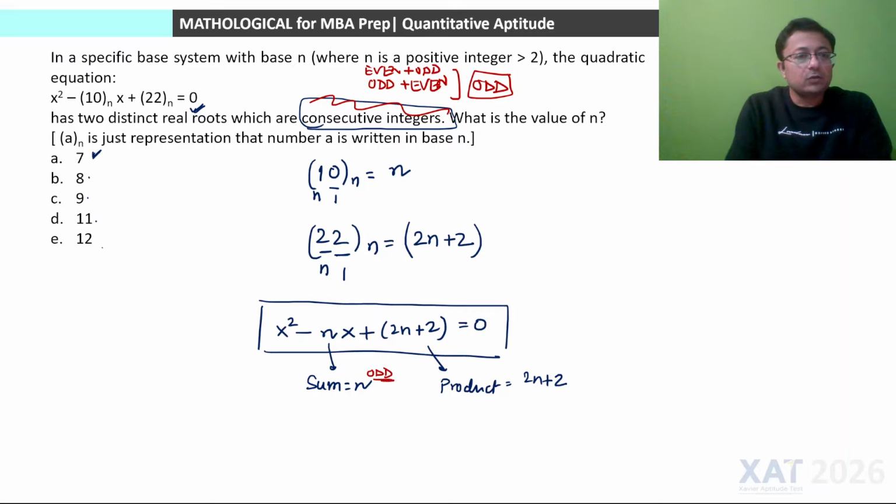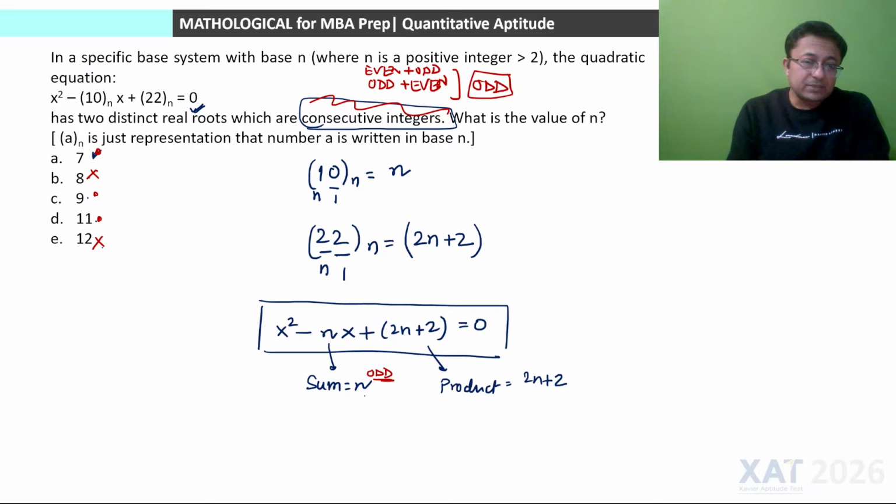So if n is odd, then 8 and 12 are anyway rejected. They are not possible. We only have to check for 7, 9 and 11. So one of these must be the answer. 7 or 9 or 11. क्लियर है? ठीक है, अब टेस्ट कर लेते हैं.